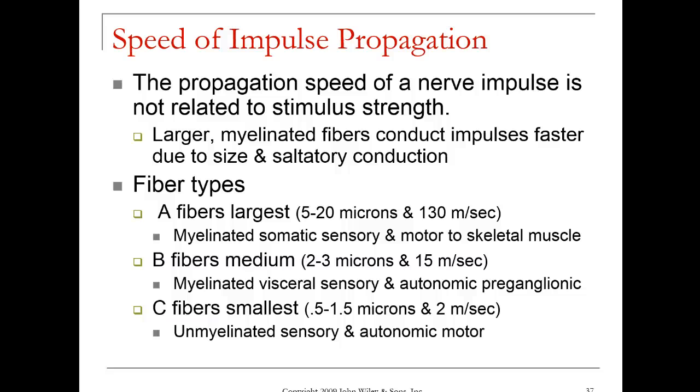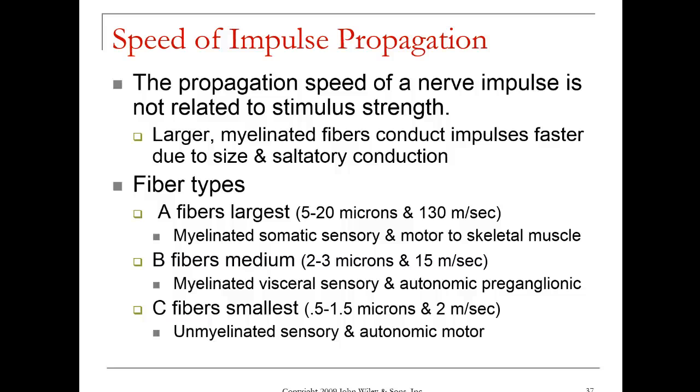All right, so we have all these different factors that can affect the speed of that nervous impulse going all the way down the axon. The propagation speed of a single nervous impulse isn't related to the stimulus strength. It's just related to those factors. If you're a larger diameter fiber, you're faster. If you're myelinated, you're faster.